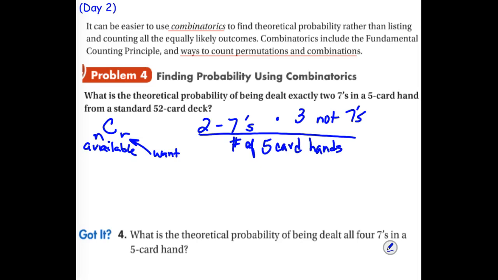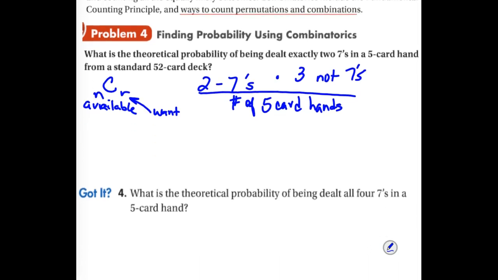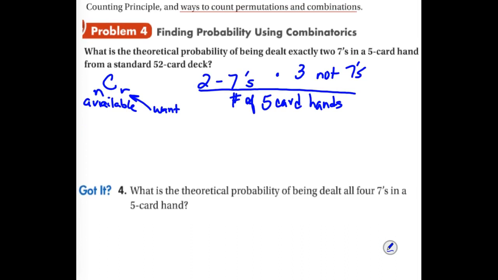Now, if you think of 52 cards, there's a lot of different combinations you could come up with, right? To have 5 cards. So this is why we're not going to list them all and try to count them. Okay, so we've got our basics set up. Now we're going to convert them into combinations.